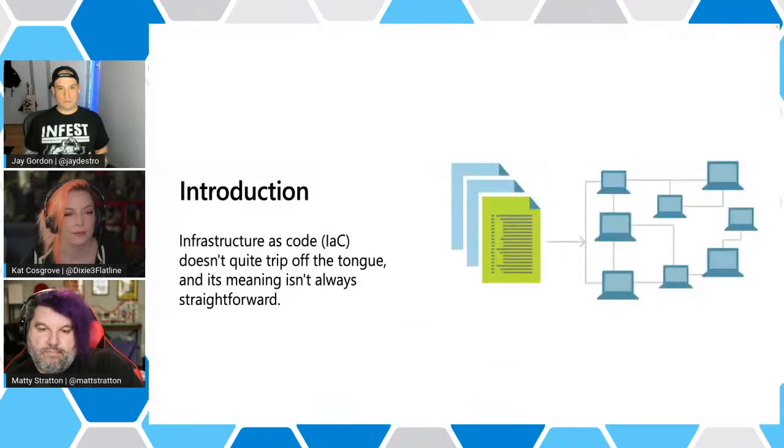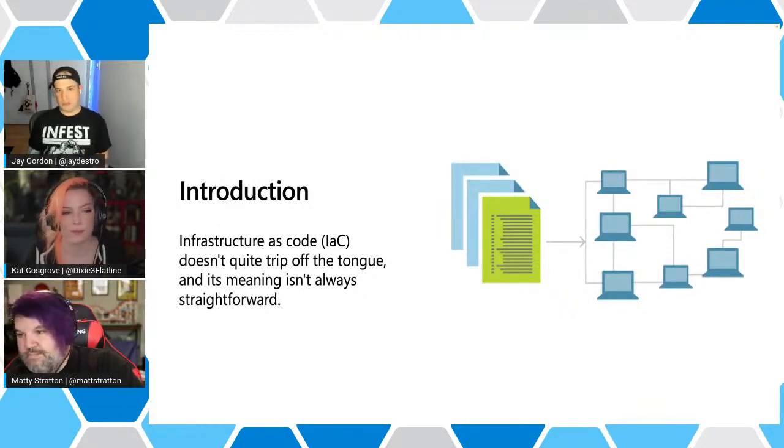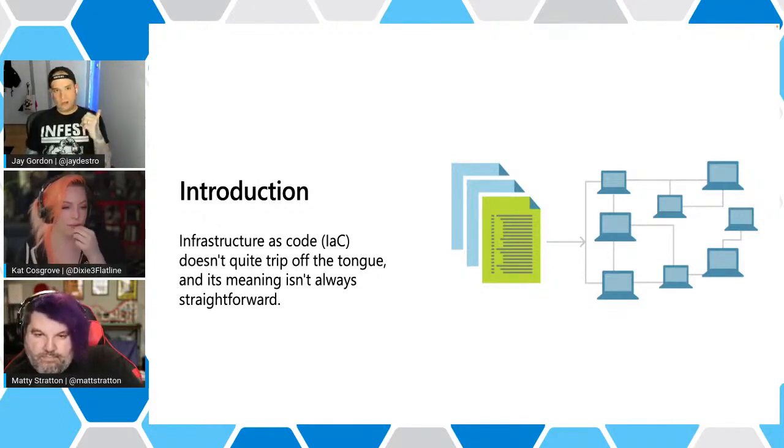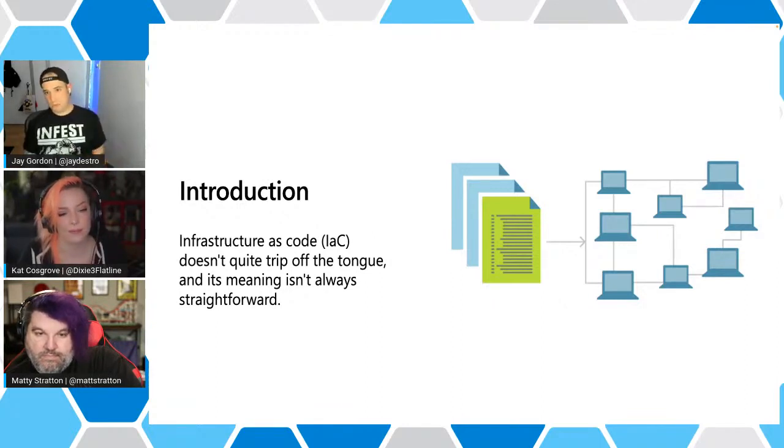So let me bring this up. I'm going to just talk through this really fast because what Maddie and Kat have to show me today is far more interesting, I think. But I want to make sure that we're all on the same page. So infrastructure as code doesn't quite trip off the tongue and its meaning isn't always straightforward. But infrastructure as code has been with us since the beginning of DevOps. And some experts say that DevOps wouldn't be possible without it.